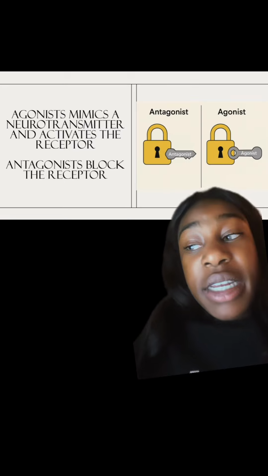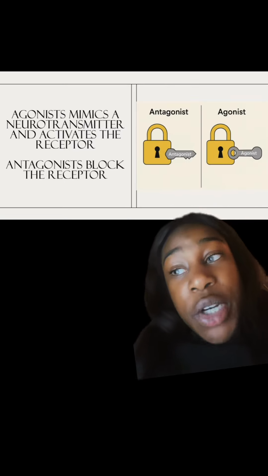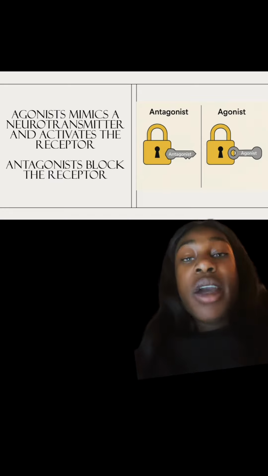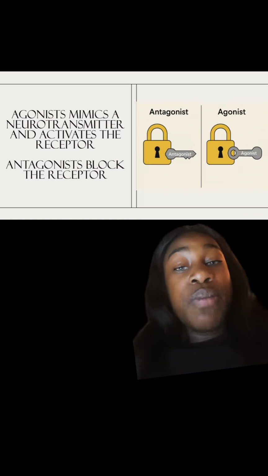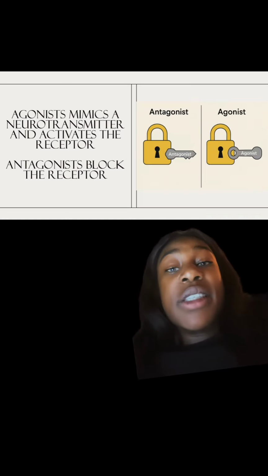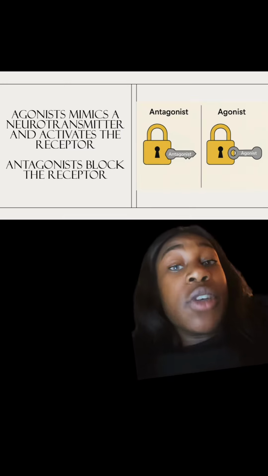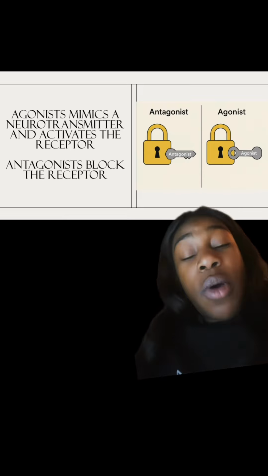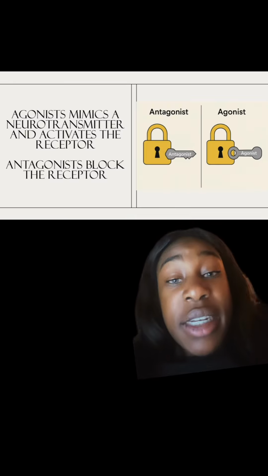Next, we have agonists versus antagonists. Agonists mimic a neurotransmitter and activate the receptor. Antagonists block the receptor. During my internship, we're researching how nicotine affects the brain. In this instance, there is a drug called DHβE, which literally blocks nicotinic receptors. So, that would be an antagonist. And you also have nicotinic acetylcholine receptors that act as agonists.